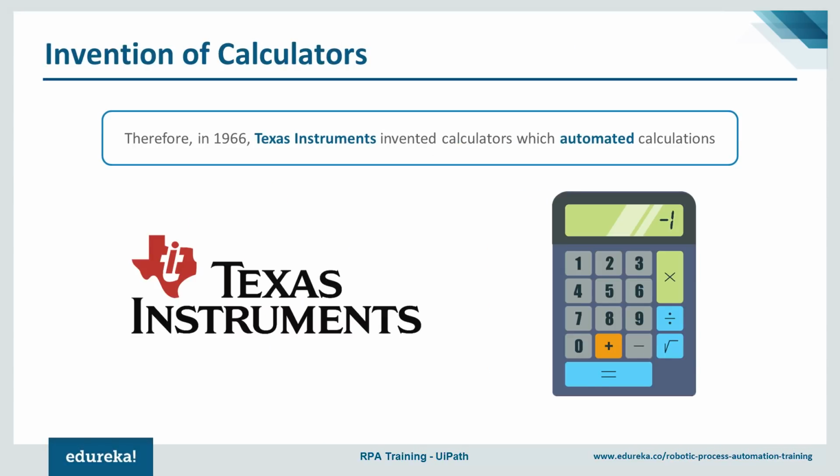To solve this problem, in 1966, Texas Instruments came up with the first pocket calculator, which automated calculations. So now you don't have to solve them on paper. All of that can be done by your calculator. All you have to do is feed in the values in the calculator, and the calculator will give you an answer instantly. So this was a task which was automated by inventing a technology called the calculator.